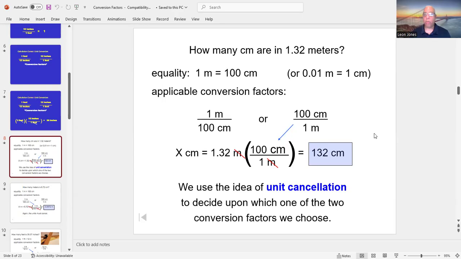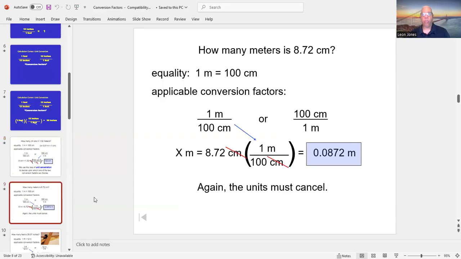So what am I going to do? Well, I'm going to use this factor. I'm going to take 1.32 meters and I'm going to multiply it by 100 because 100 centimeters equals 1 meter. So once I plug everything in the equation, what happens to the meters? They cancel and I end up with centimeters. And we use the idea of unit cancellation to decide upon which of the two conversion factors we use. Show it to you again.